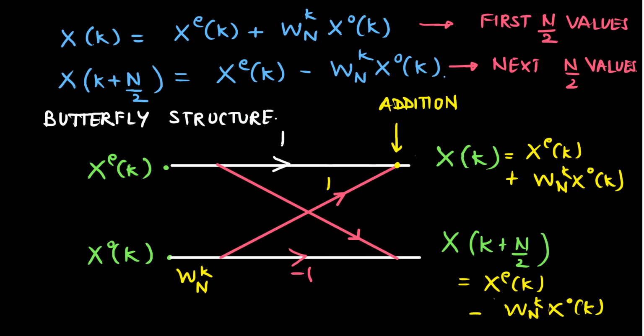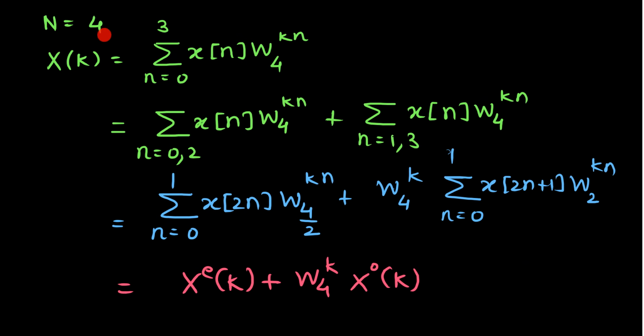And this is the butterfly structure for this DIT-FFT, and we are going to use this structure in the further lectures in order to solve some examples where we will consider different values of n. But now let us try to understand this entire mathematical process with an example for n equal to 4. So we will consider this entire process for a specific value of n in order to understand everything much more clearly. So let us take n equal to 4.